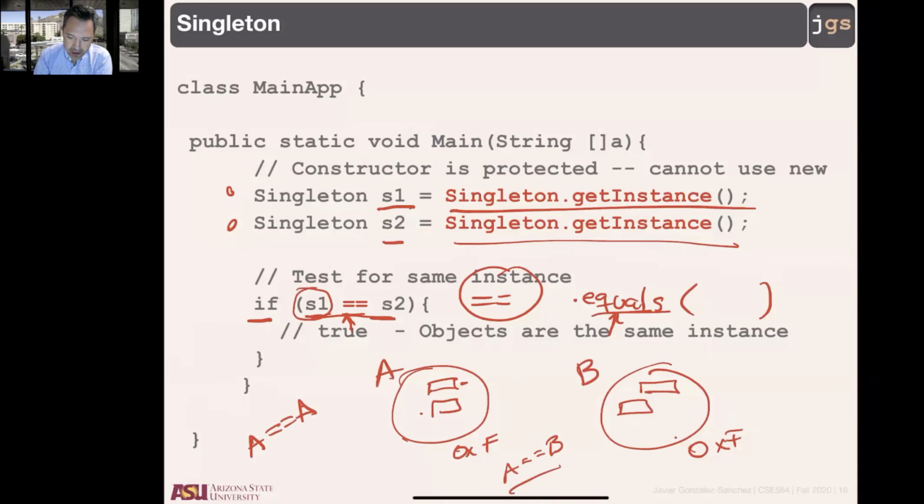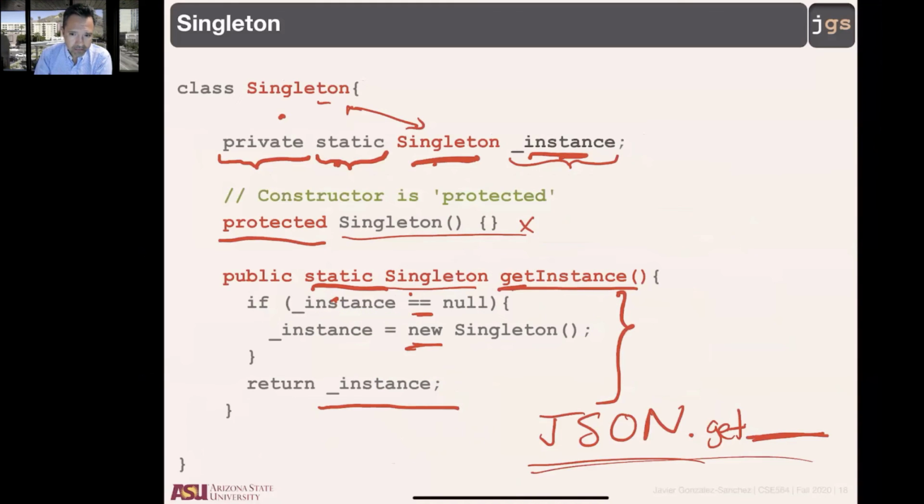But here, S1 and S2 are references to the same object because you get them from the singleton, and the singleton is always returning only one new object and returning the same thing always. Every single call to this get returns the same one object from the class. Good.